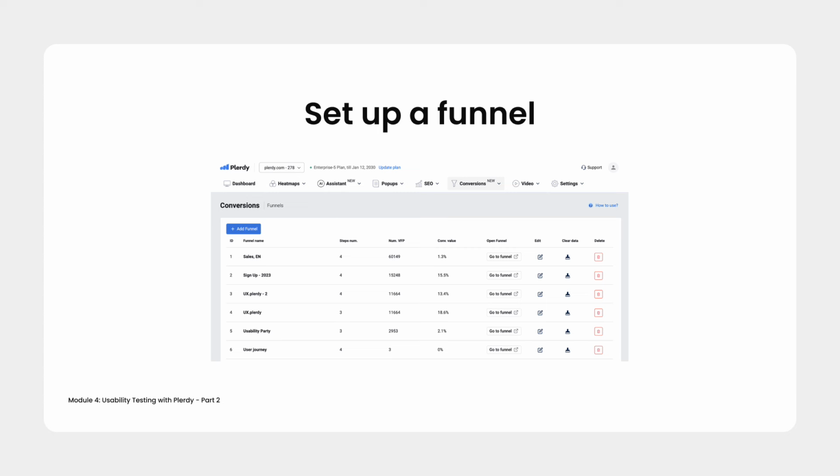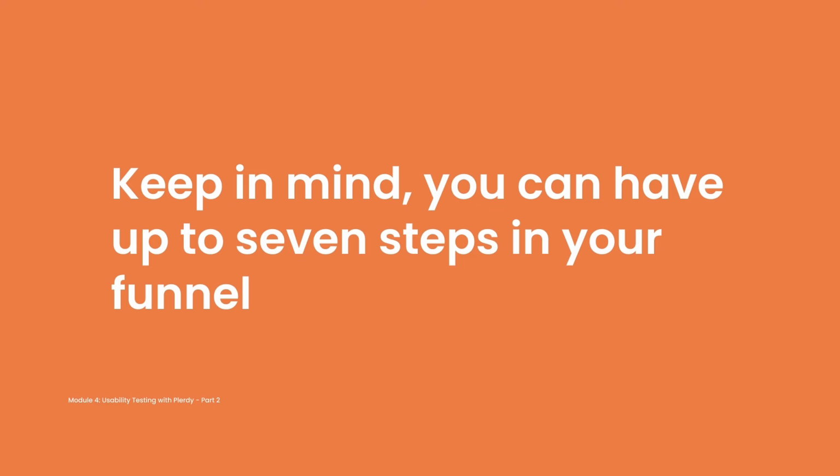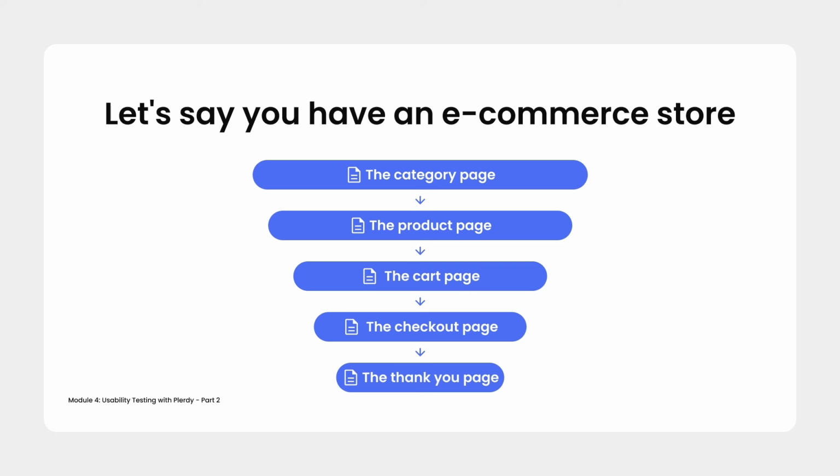First, log into your Plerdy account and navigate to Conversions. Set up a funnel. Create an internal name for your funnel and add the steps. These steps represent the pages in your buyer's journey. You can add exact URLs or use the Contain option to include a broader range of pages. Remember that your funnel can have up to 7 steps, and you can edit the steps at any time by adding or removing pages.